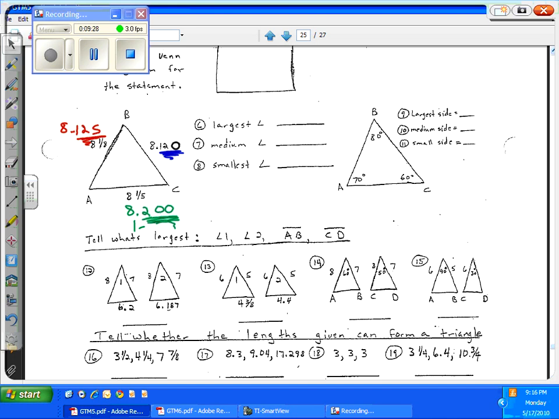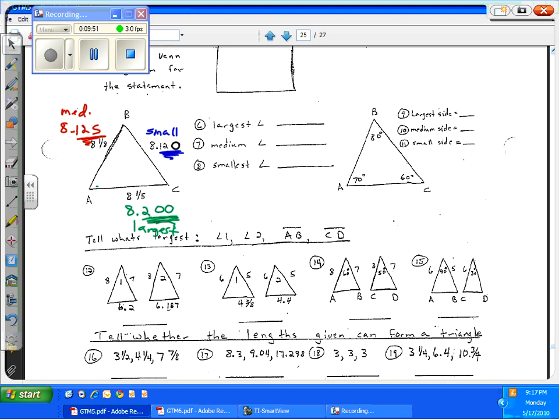125 thousandths, the most being the 200, so this is the largest side. The medium amount being the 125, so this is the medium-sized side. And the smallest being the 120, so this is the smallest side.